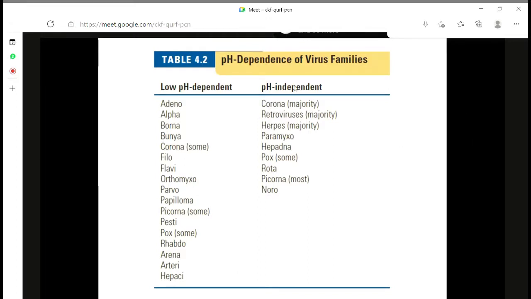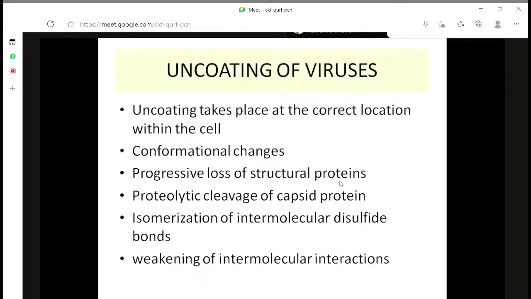Right? So there are certain viruses that simply penetrate through the cytoplasmic membrane and come to the cytoplasm, the cytosol. So they don't depend on this fall of pH for uncoating. In the uncoating, there are several phases that happen. First, depending on the type of virus, where it will replicate, it will take place in the correct location within the cells.